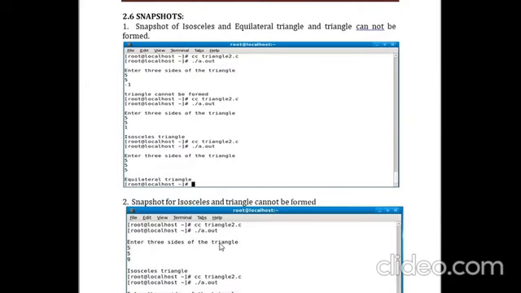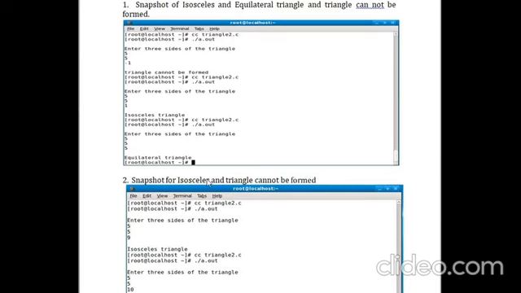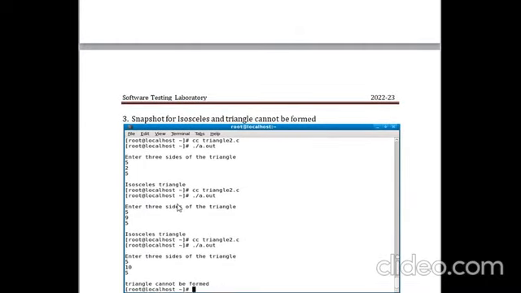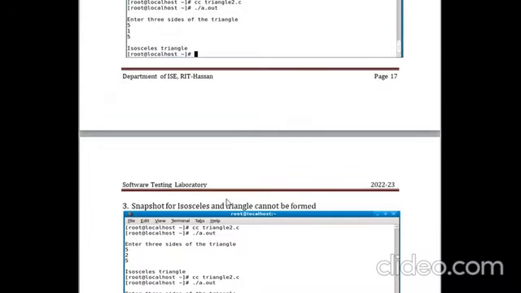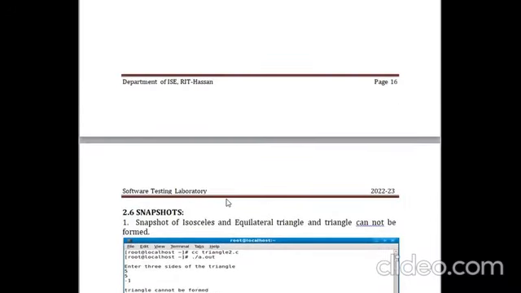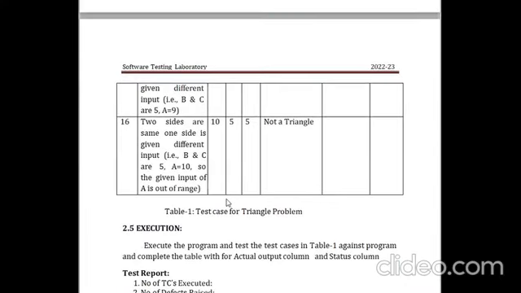These are the sample snapshots for the triangle program, the same as for program number 1. You can enter the 3 sides of a triangle: 5, 5, 9 is definitely isosceles, sides 5, 5, 1 give an isosceles triangle, and 5, 5, 5 is an equilateral triangle. You can also give a not-a-triangle case. So this is program number 2, where the upper limit is 10, based on the boundary value analysis.